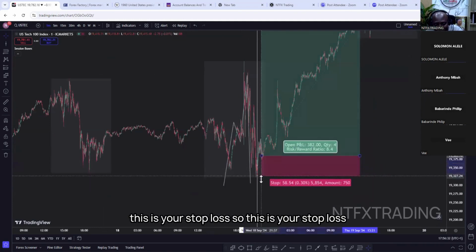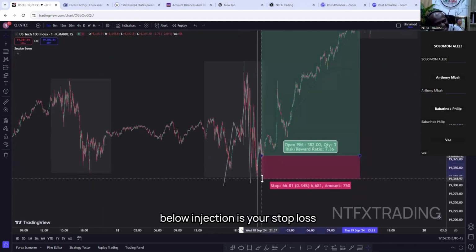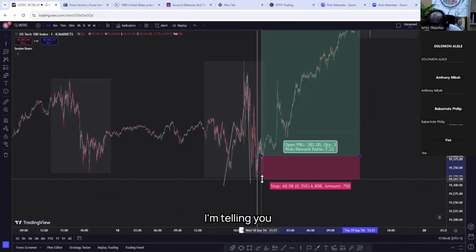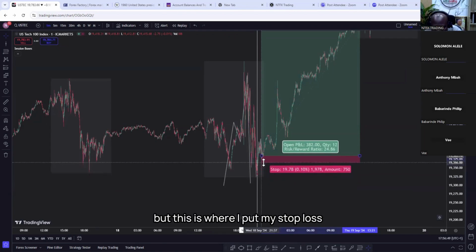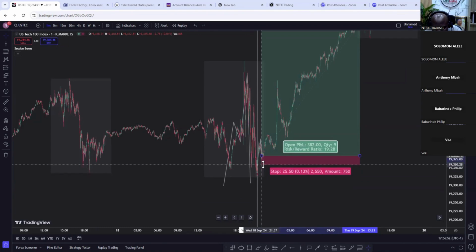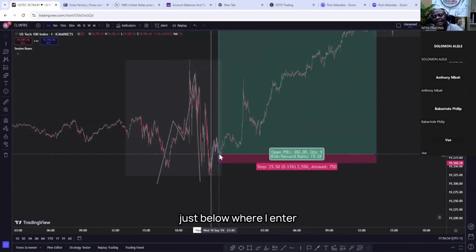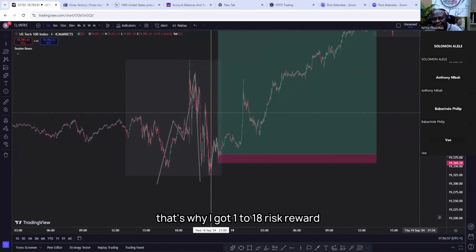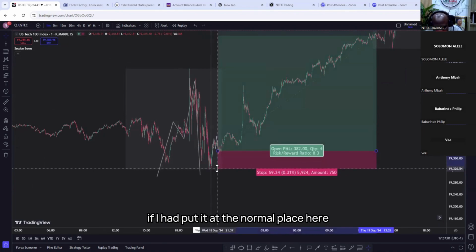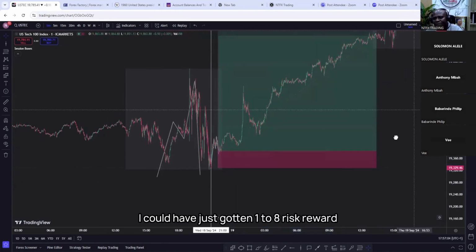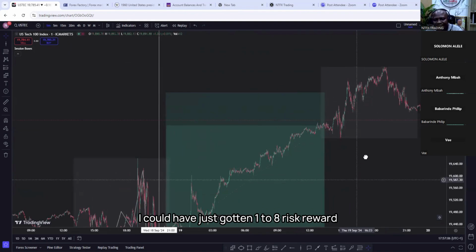This is your stop loss. Below injection is your stop loss. I'm telling you this because you don't have much account. Your account size is not much, but this is where I put my stop loss, just below where I enter. That's why I got 1 to 18 risk to reward. If I had put it at the normal place here, I could have just gotten 1 to 8 risk to reward.